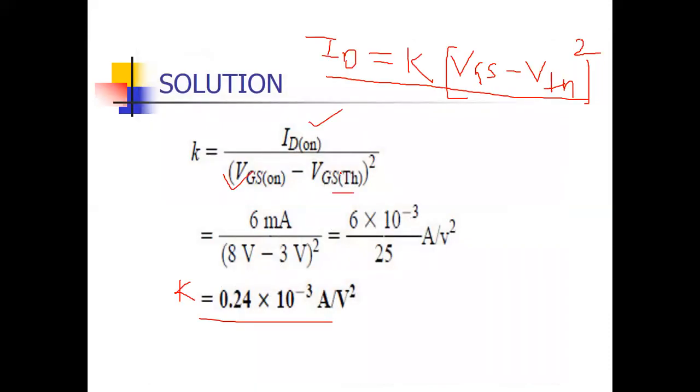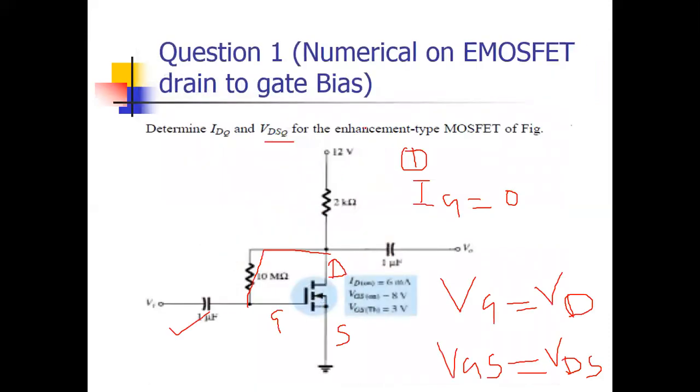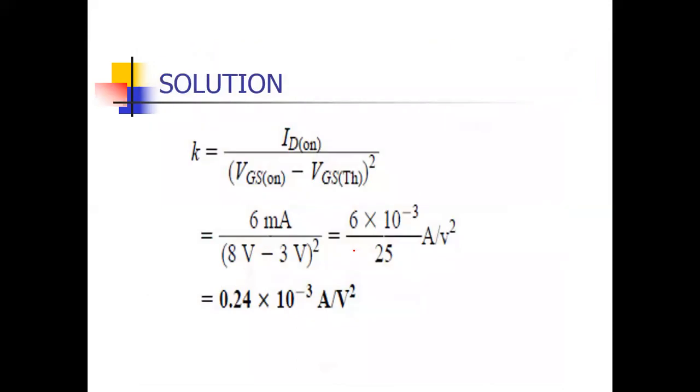Now the third step: we have to apply KVL in the right side. If you apply KVL in the right side, what is the equation? VDD minus IDRD minus VDS equals 0. From this equation, VDS will be equal to VDD minus IDRD. VDD is 12 given and RD is given 2.